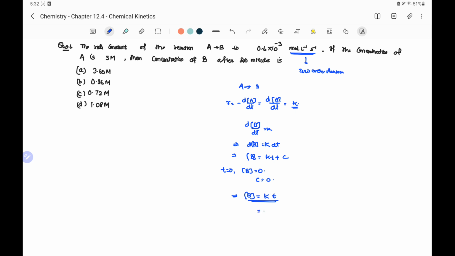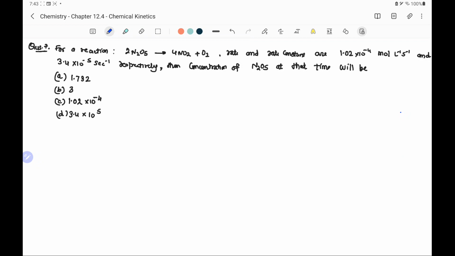For the given values, the rate constant is given 0.6 into 10 to the power minus 3 mole per liter per second, and time is given 20 minutes. So we have to convert this time into seconds by multiplying with 60, and on solving we will have 0.72 M, that is the molarity is 0.72. This is the answer. So option C is the correct option.